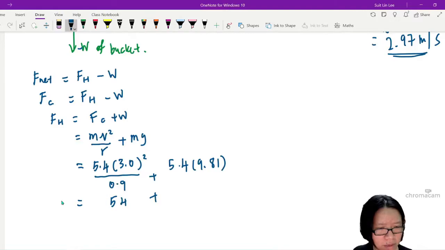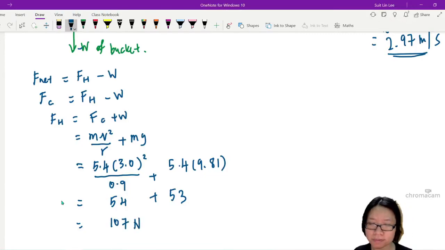That makes sense. Again, this is 5.4 times 9.81. I tend to like to separate them out in case I make a calculation error. It's easy to double check. But this is 53.0. So in total, 54 plus 53, this will be 107 Newton.